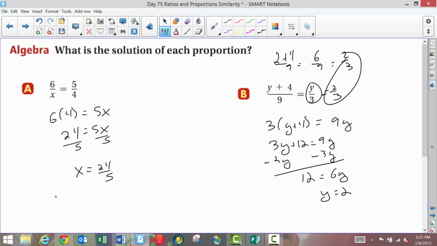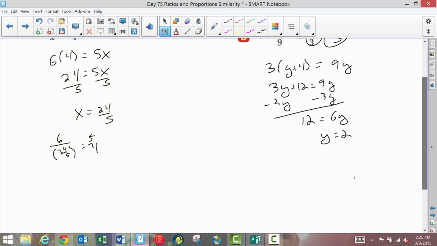So let's substitute back in here. If I have 6 over 24 over 5 equal to 5 over 4, I can reduce this. So this is 30 over 24 equals 5 over 4, and 30 over 24 is indeed 5 over 4. So that's true.